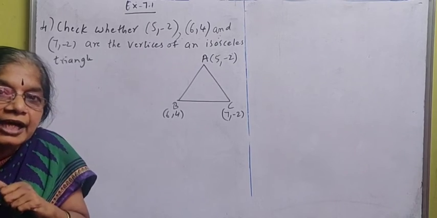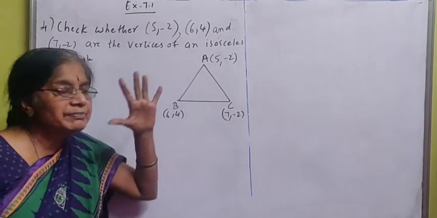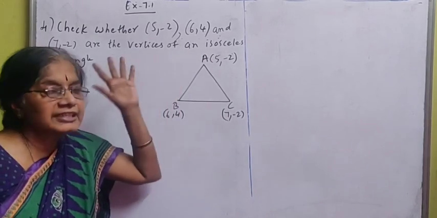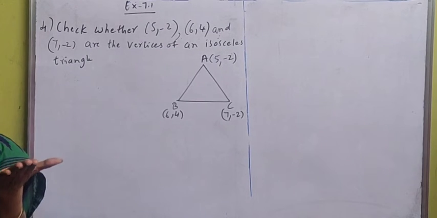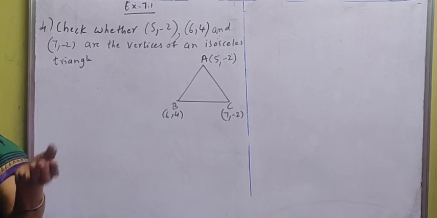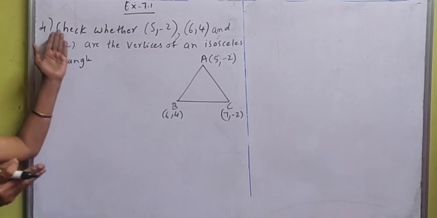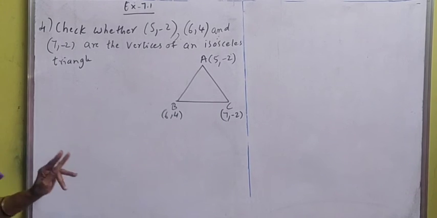So what do we have to find out? Find out first what is AB with the distance formula. Find out what is BC with the distance formula. Find out what is CA with the distance formula. Compare the values of AB, BC and CA. You can immediately find out which two sides are equal, which means these particular points are the vertices of an isosceles triangle.